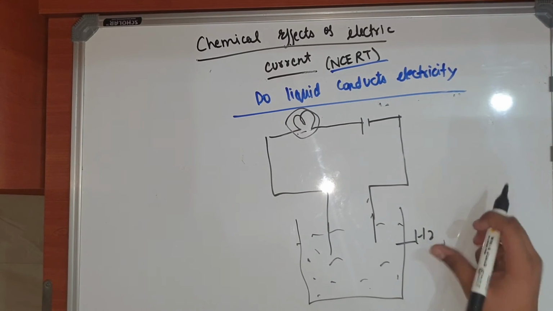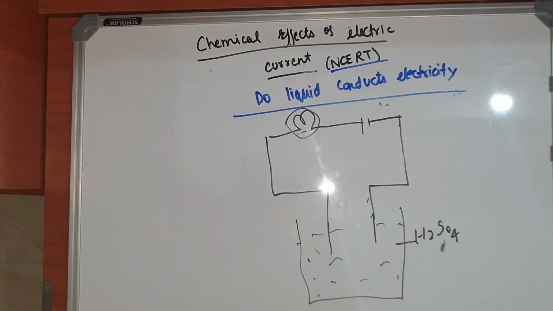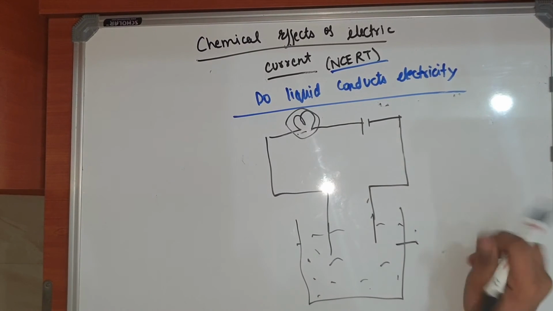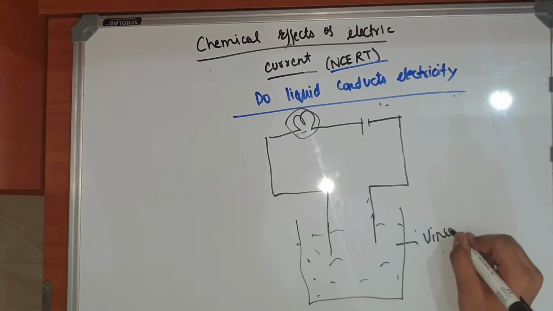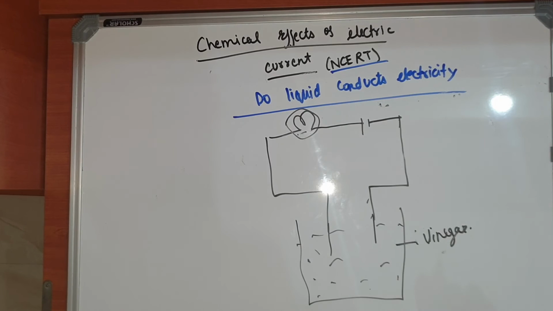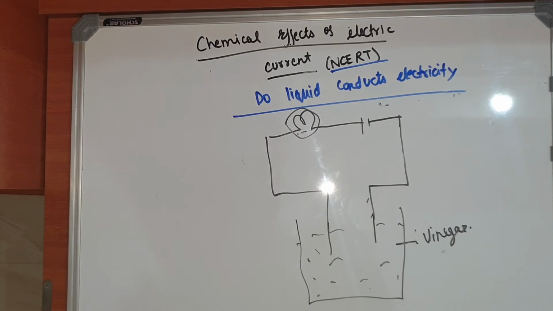The bulb will glow very brightly, as H2SO4 is a very good and strong conductor of electricity. But if we put vinegar, in case of vinegar the bulb will glow, but it will not be as bright as it was in the case of H2SO4.